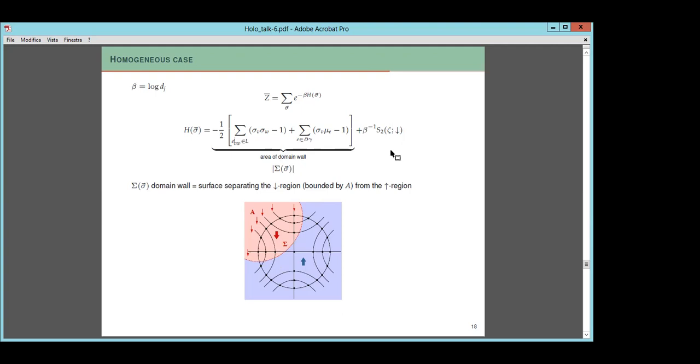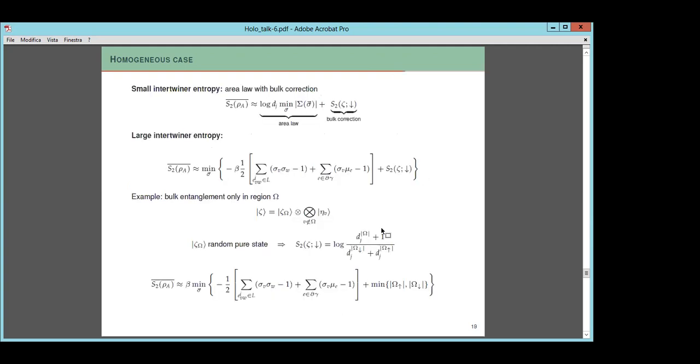And then we have this bulk contribution. So what we can see from that is that in the case of small entanglement entropy for the intertwiner, we recover an area law with a bulk correction. So in the case where it is 0 or very small, we still have that the dominant term is the minimization of the area of the domain wall.